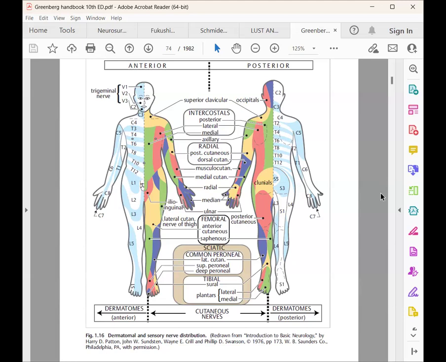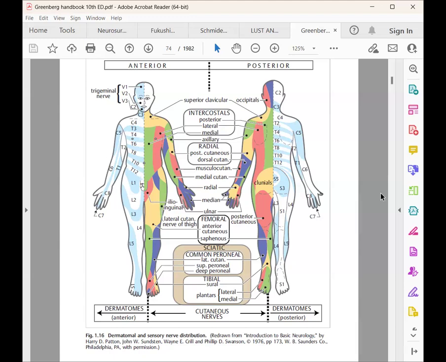On one side, they're showing the anterior and on the other side the posterior. It's very simple. See, the trigeminal has V1, V2, and V3. We know, ophthalmic, maxillary, and mandibular. These three are supplying the anterior part of the face. Then C2 is basically supplying the posterior part.